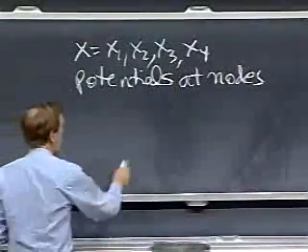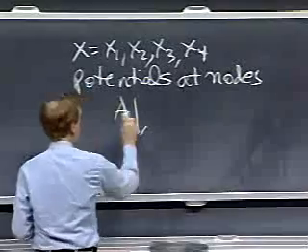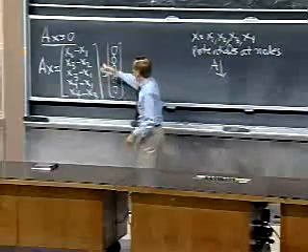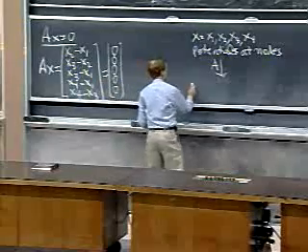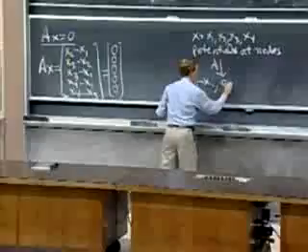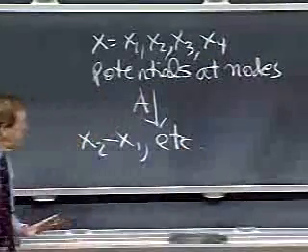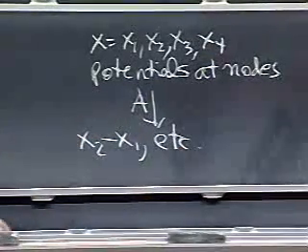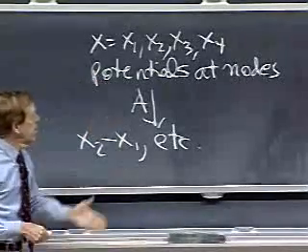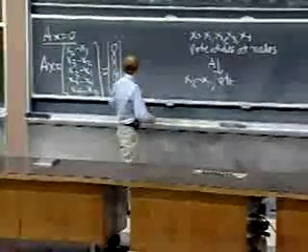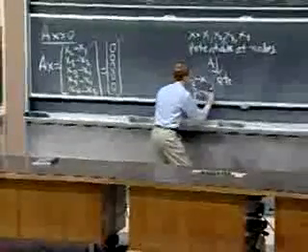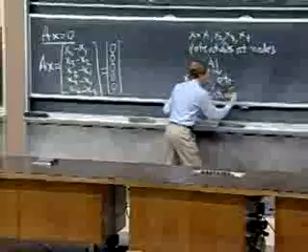And now if I multiply by A, I get these 5 components, X2 minus X1, etc. And what are they? They're potential differences. That's what A computes. If I have potentials at the nodes and I multiply by A, it gives me the potential differences, the differences in potential across the edges.